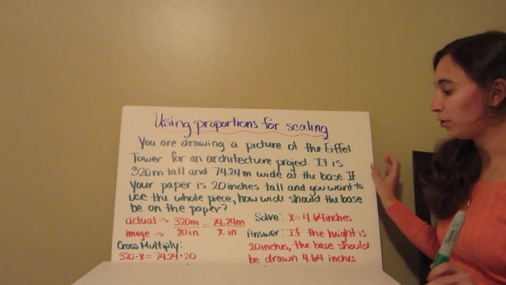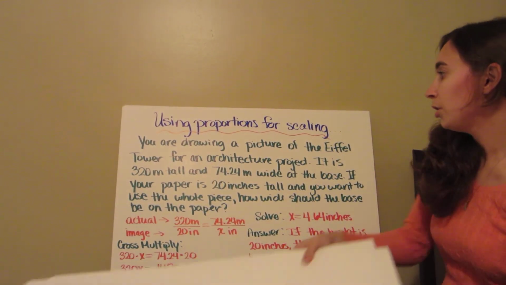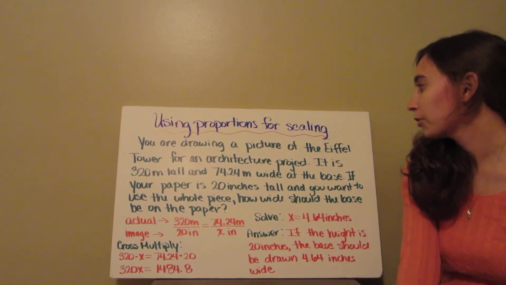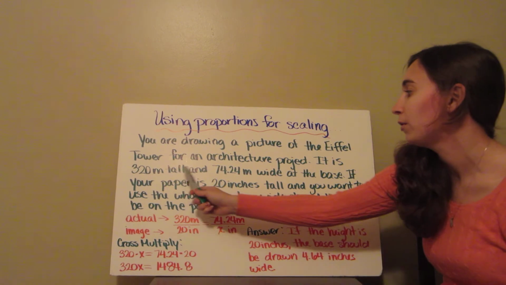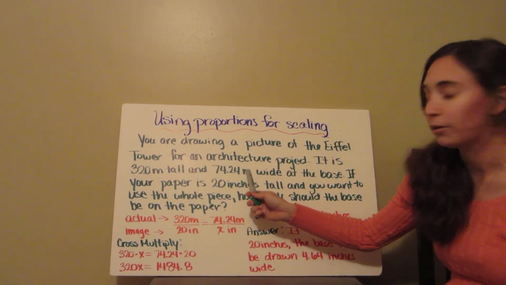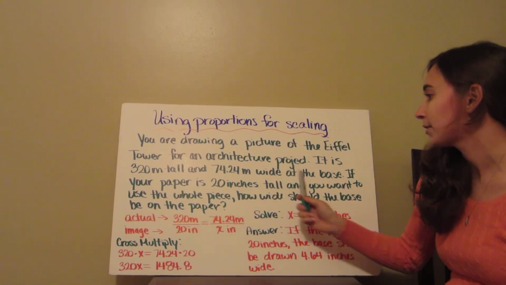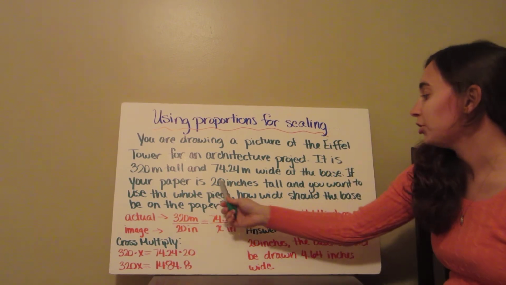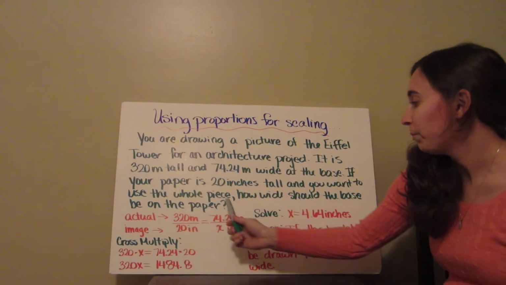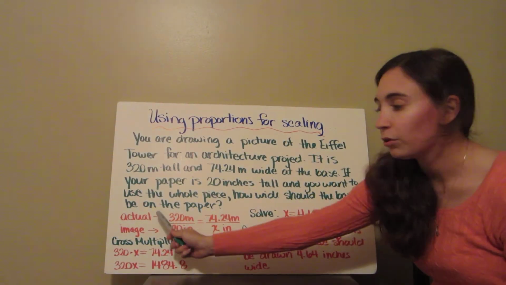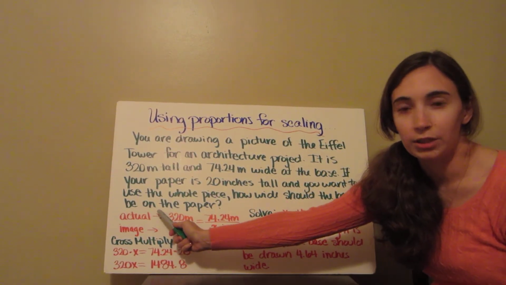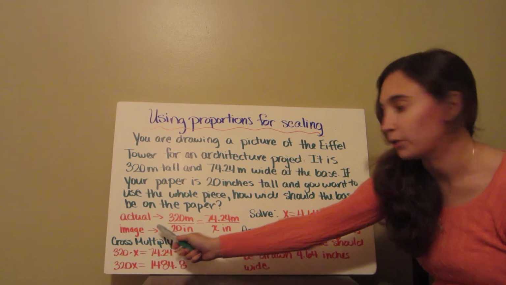Our last example is on scaling. You're drawing a picture of the Eiffel Tower for an architecture project. It's 320 meters tall and 74.24 meters wide at the base. If your paper is 20 inches tall and you want to use the whole piece, how wide should the base be on the paper? So here we're comparing the actual image with the image we're drawing on the paper.